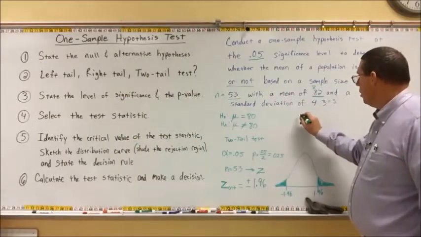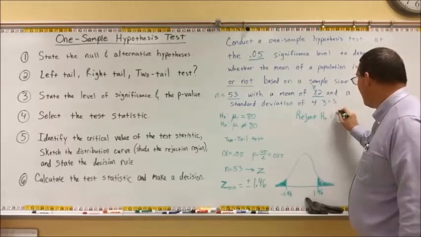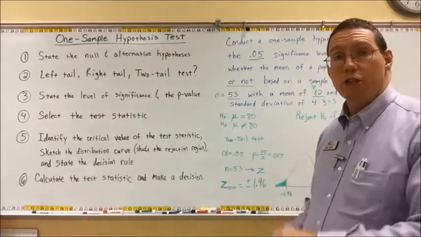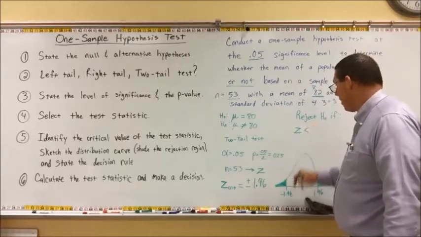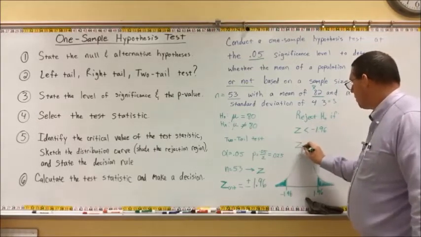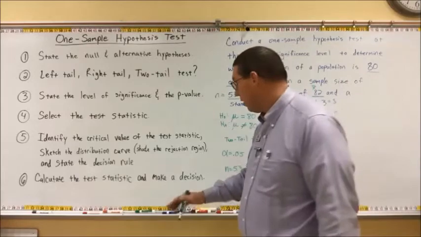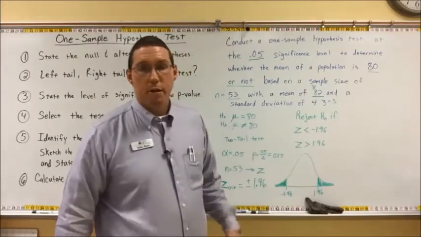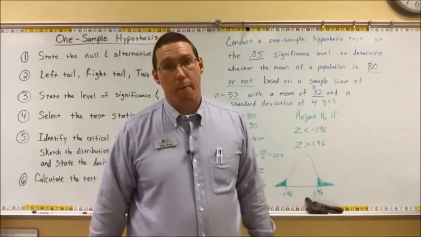The decision rule is going to be reject H sub O if. Well, if what? This is a two-tailed test, so there's two things that can happen to reject H sub O. The first possibility is if Z is less than negative 1.96. And the other possibility is if Z is greater than positive 1.96. So if our z-statistic, if our test statistic comes up less than negative 1.96 or larger than 1.96, then we're going to reject the null hypothesis.